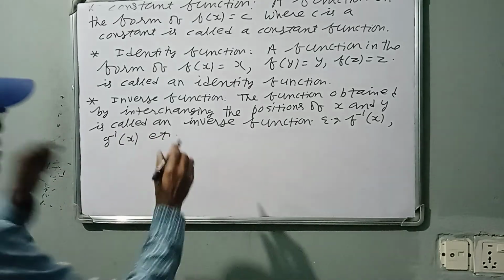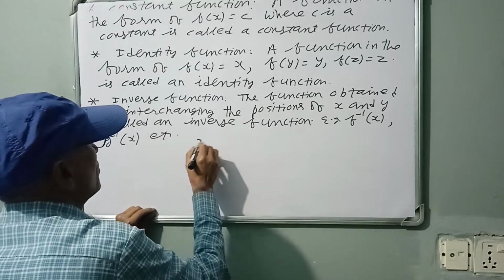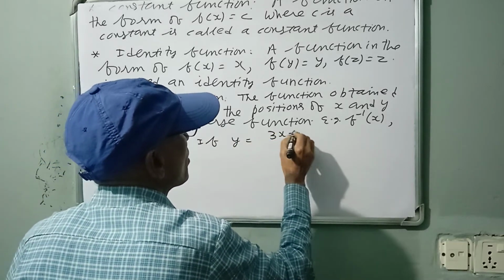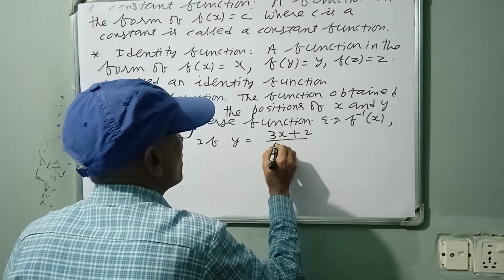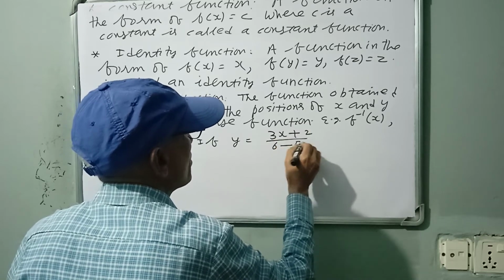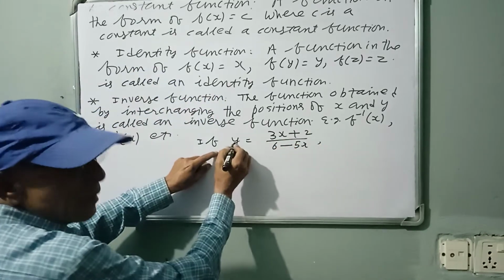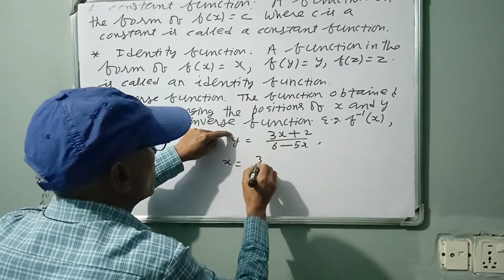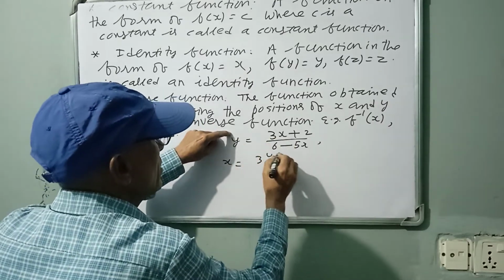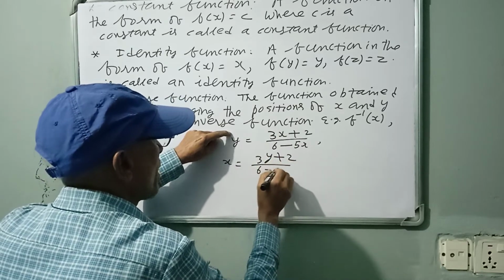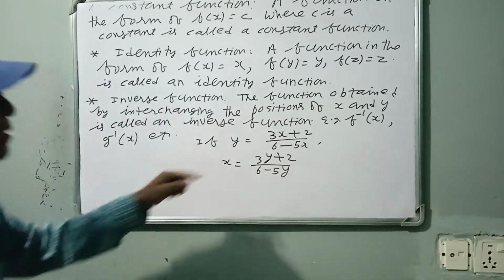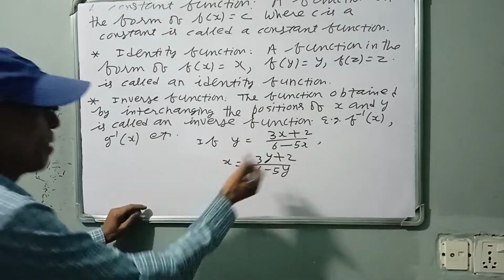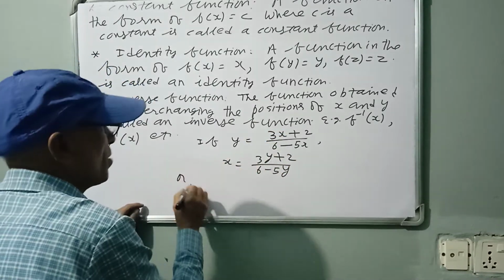For example, if y equals (3x plus 2) by (6 minus 5x), you have to interchange x and y. Write x equals (3y plus 2) by (6 minus 5y), that is, x becomes y and y becomes x, and find the value of y.